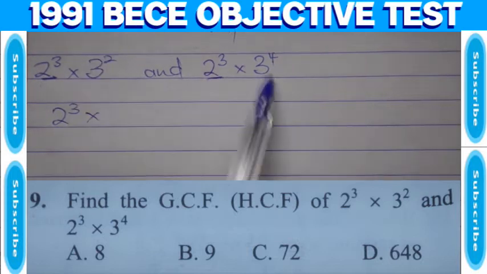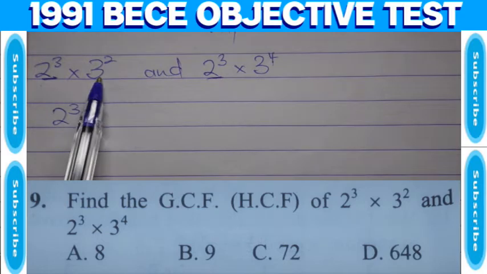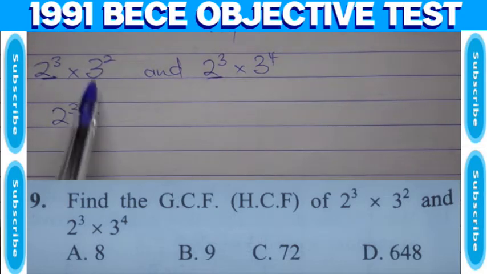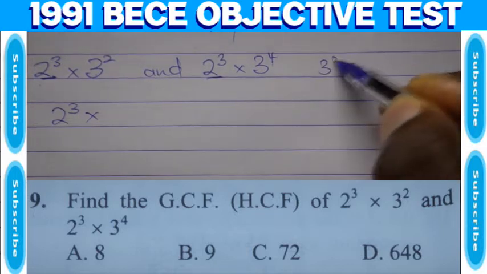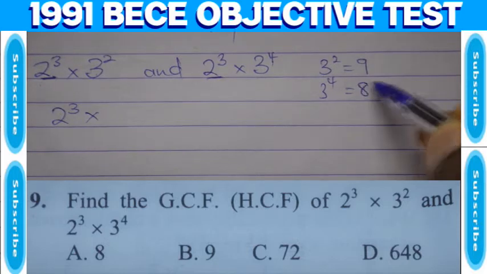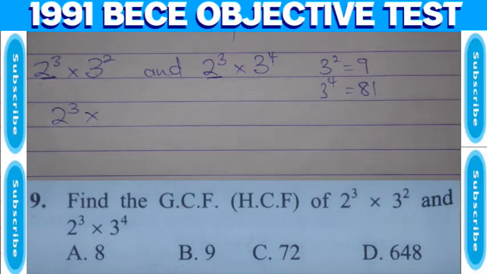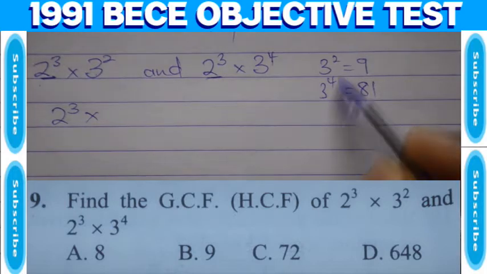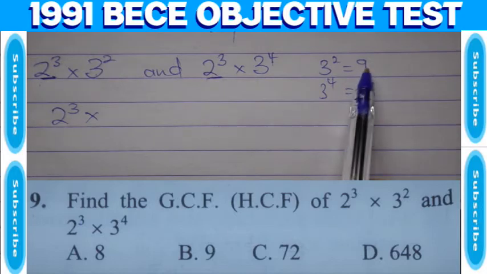3 exponent 2 is found here in 3 exponent 4 because 3 exponent 4 is bigger than 3 exponent 2. I believe you understand what I'm saying, because 3 exponent 2 gives us 9, and 3 exponent 4 gives us 81. So if 3 exponent 4 gives us 81, it means 3 exponent 4 is bigger than 3 exponent 2. So this is found here.